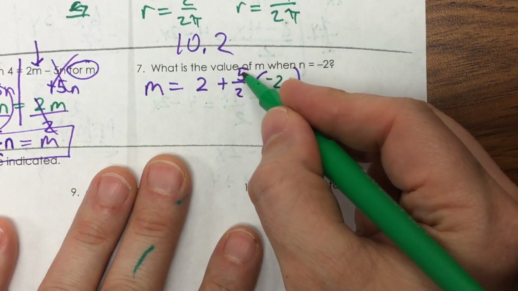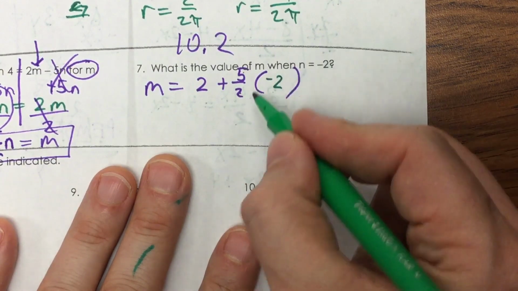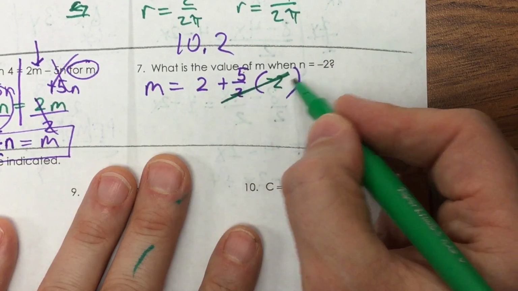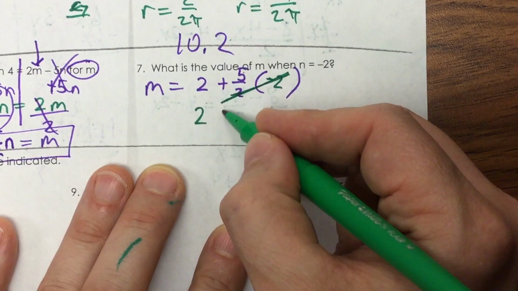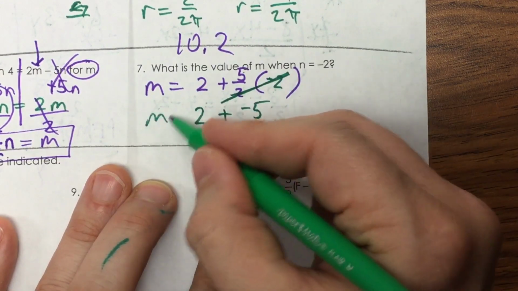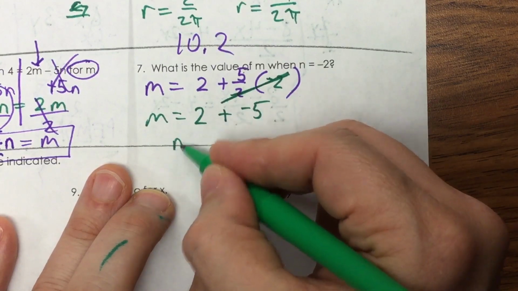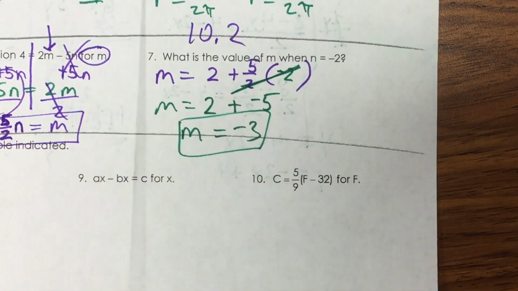Basically, we have 5 halves. You're dividing by 2 and you're multiplying by -2. So basically, these guys cancel, but the negative is still there. So you end up with -5. 2 plus a -5, or 2 minus 5. And when you combine those, you have m equals -3. Okay, I'll let that sit there for a minute.